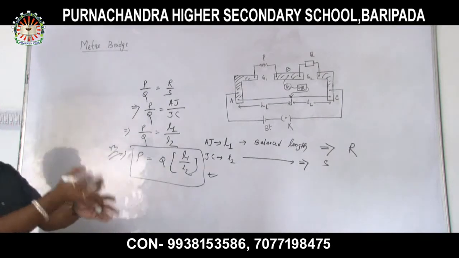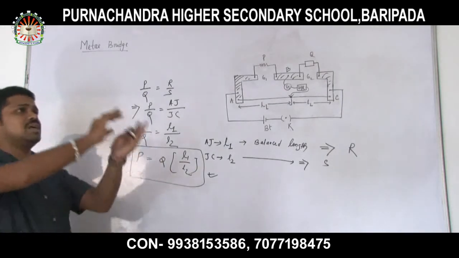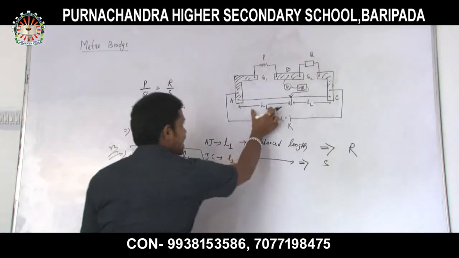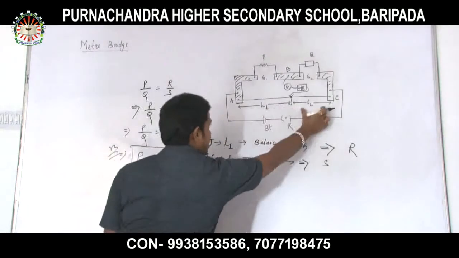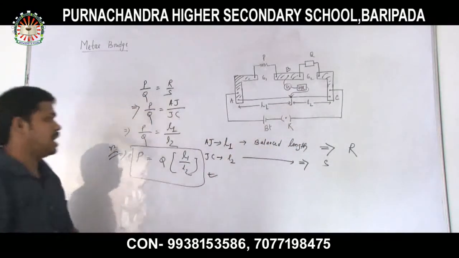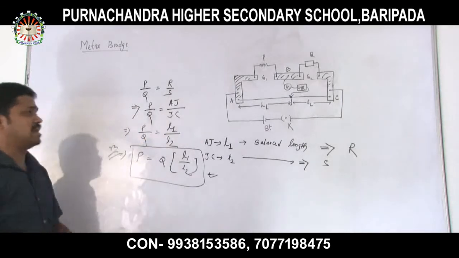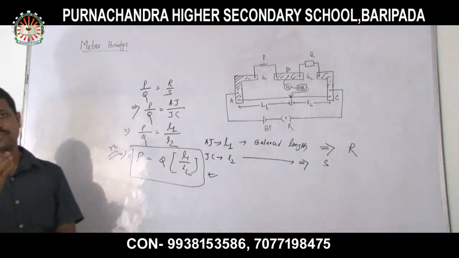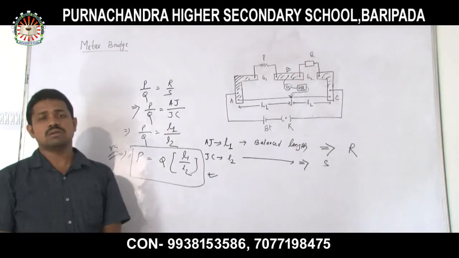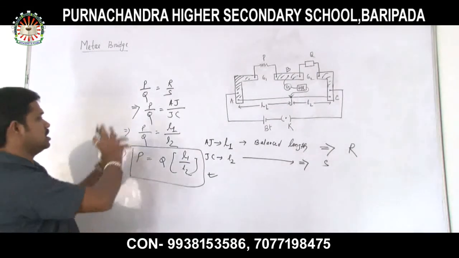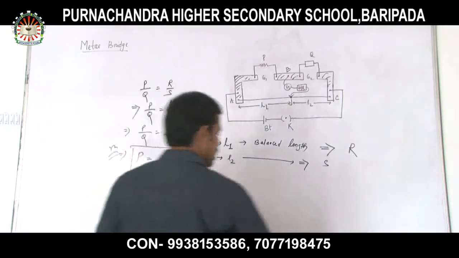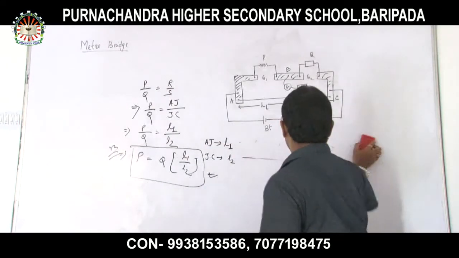Just in case of the Wheatstone bridge, a specific resistance is given, but here, again I will repeat, the lengths L1 and L2 will act like resistances, because every length of wire has a certain resistance. Clear all of you? Okay, so this is about the meter bridge. Now come to our next part.